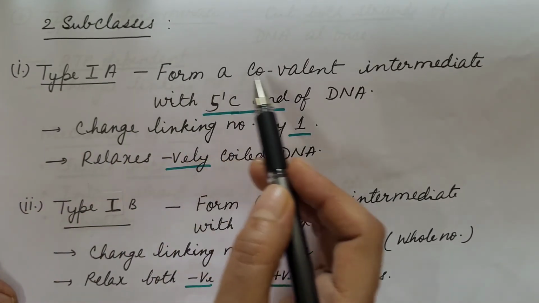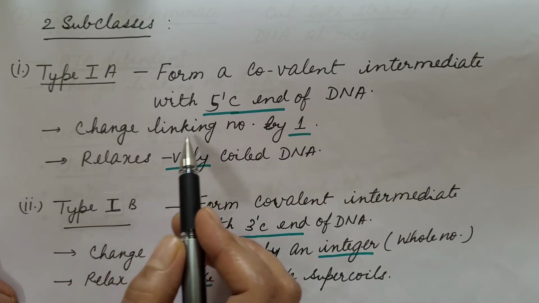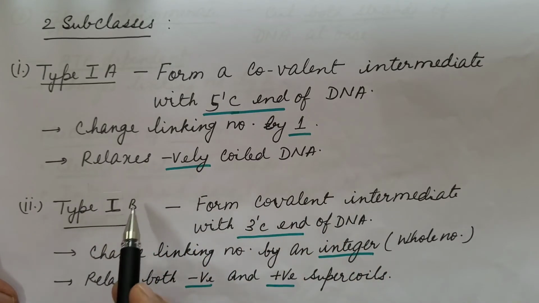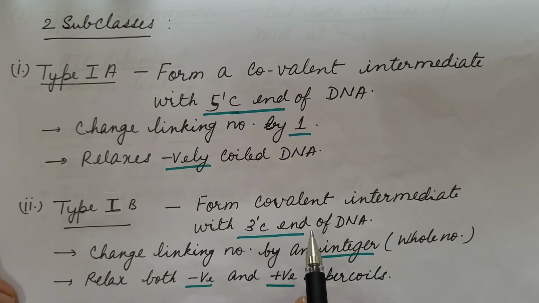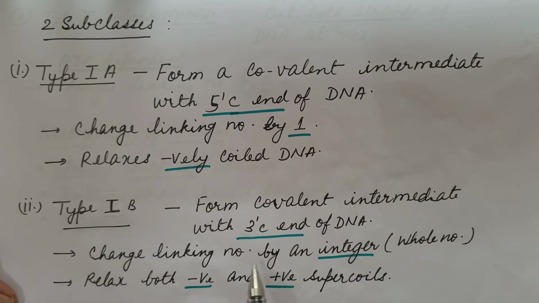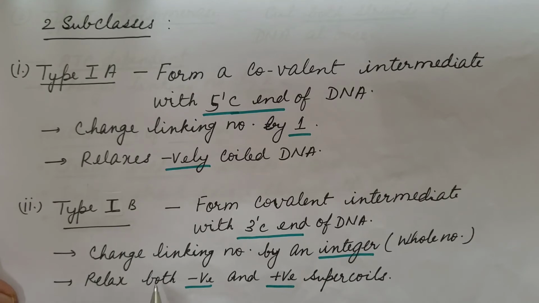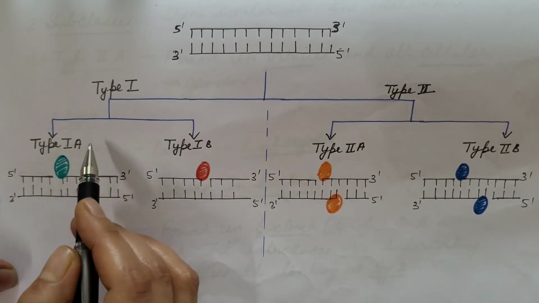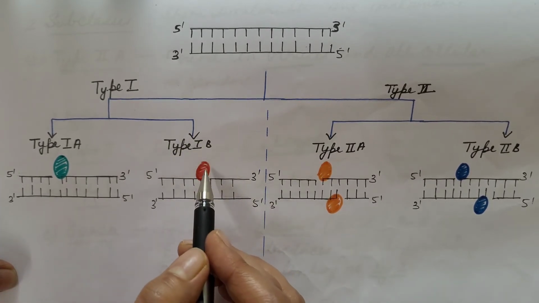This is topoisomerase 1. There are two subclasses of type 1 topoisomerase, type 1A and type 1B. Type 1A forms a covalent intermediate with the 5' carbon end of the DNA. It changes the linking number by 1. It relaxes negatively coiled DNA. Type 1B forms a covalent intermediate with the 3' carbon end of the DNA. It changes the linking number by an integer, that is, a whole number. It relaxes both negative and positive supercoils. So this is the double strand of the DNA. Type 1A binds with the 5' carbon end of the DNA, and type 1B binds with the 3' carbon end of the DNA.